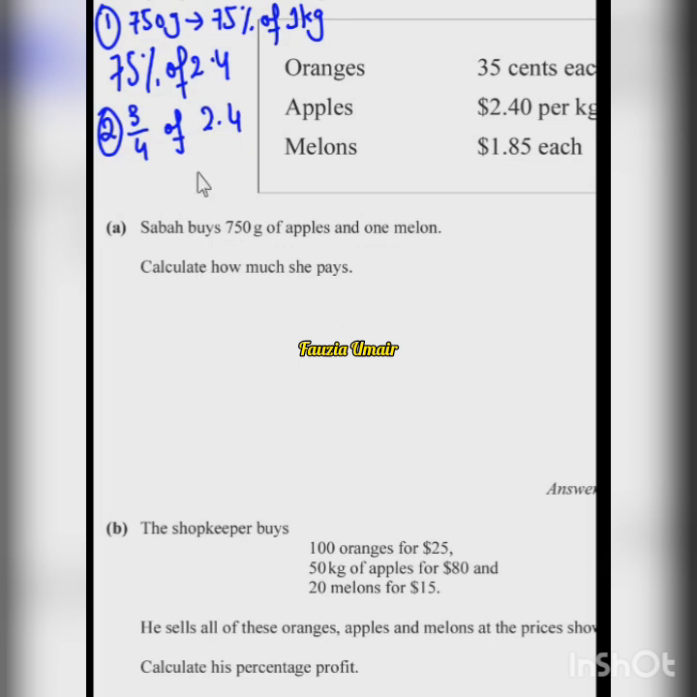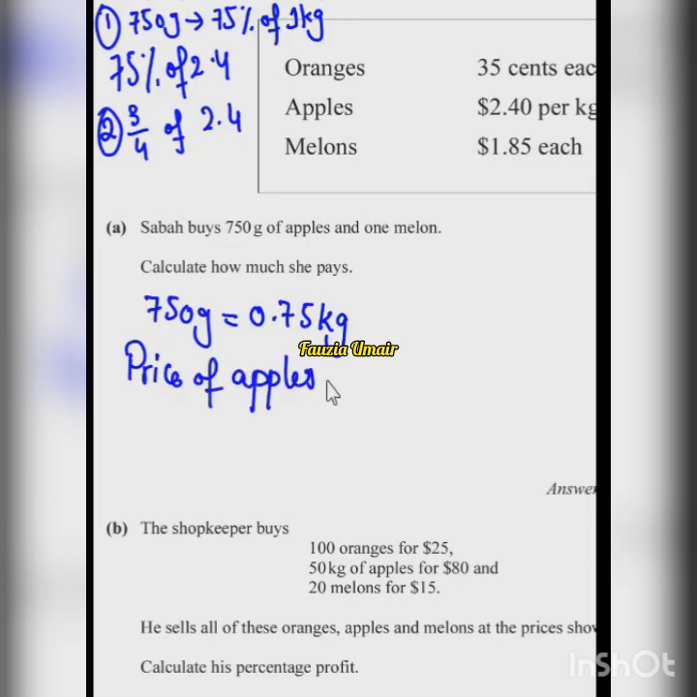There is another method that is a very obvious method: we can say 750 gram is equal to 0.75 kg. Now this is the weight and this is the price per kg. So the price of apples is equal to simply 0.75 multiplied with 2.4, right? So this can also happen. Here we are multiplying 2 decimal digits with another 1 decimal digit.